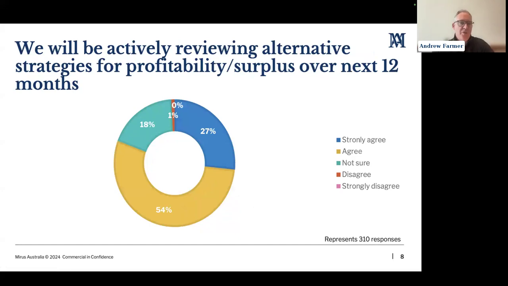We will be actively reviewing alternative strategies for profitability surplus over the next 12 months. I think this is really, really telling as well. It's strongly agree. What's that? 81%. So 81% will be looking at their profitability and their surplus over the next 12 months and trying to understand what possible alternative strategies are. So does that mean that people are always doing that? Maybe. But it's a very positive response, and it definitely reflects the number of conversations we're having around profitability and profitability analysis at the moment. We've done more work in the last 3 to 6 months than we've done in the last 3 to 6 years in this space, it feels like.